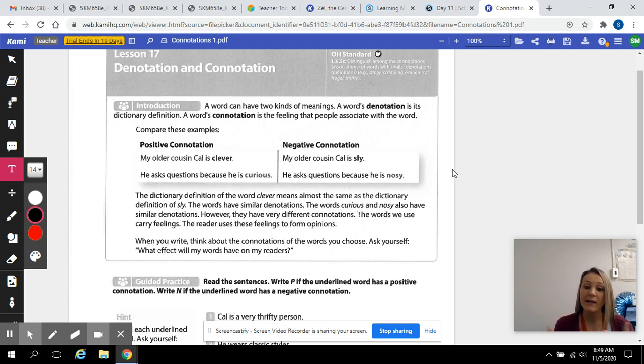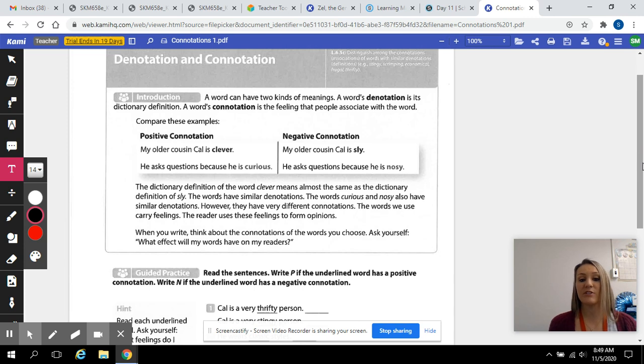But clever and sly have almost the same dictionary definition, but the way we feel about those words is different. Here's another example. He asks questions because he is curious. When someone's curious, it just means they want to learn more. But the negative connotation of that is: he asks questions because he is nosy. When we say someone's nosy, we think they're always in our business, always trying to overhear things. So, positive and negative. It's how we feel about a word.